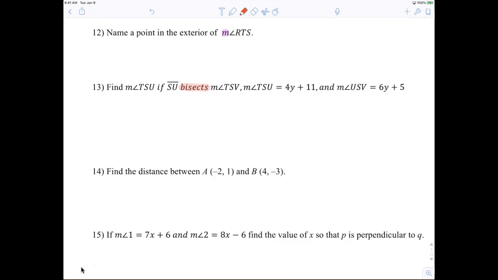So if I bisect you, what am I going to do? You want to cut you right in half, into 2 equal parts. That's what bisect means. You can be an angle bisector or a segment bisector. If you're an angle bisector, you cut the angle in half.